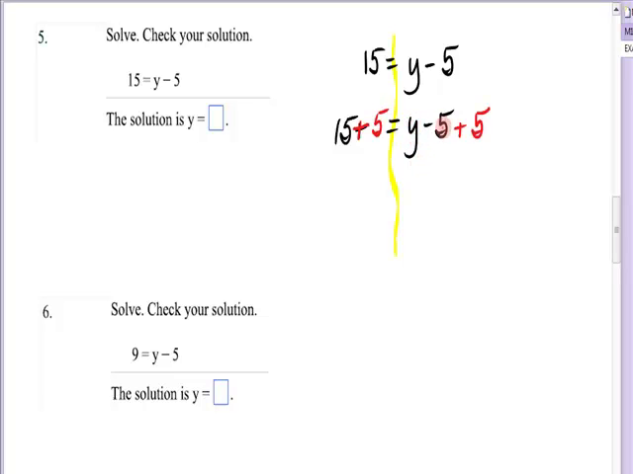All right, let's see. Subtracted 5, added 5, those are gone. I have y on the right-hand side. 15 plus 5 is 20. It's absolutely fine for it to say 20 equals y or y equals 20. It doesn't matter.